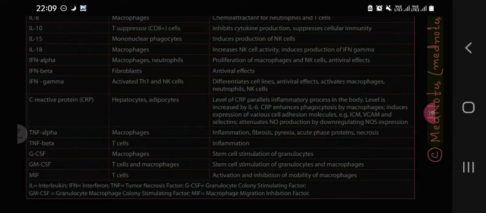G-CSF: macrophages, stem cells, stimulation of granulocytes. GM-CSF: T cells and macrophages, stem cell stimulation of granulocytes and macrophages. MIF: T cells, activation and inhibition of mobility of macrophages. IL for interleukins, IFN for interferon, TNF for tumor necrosis factor, G-CSF granulocyte colony stimulating factor, GM-CSF granulocyte macrophage colony stimulating factor, MIF macrophage migration inhibition factor.